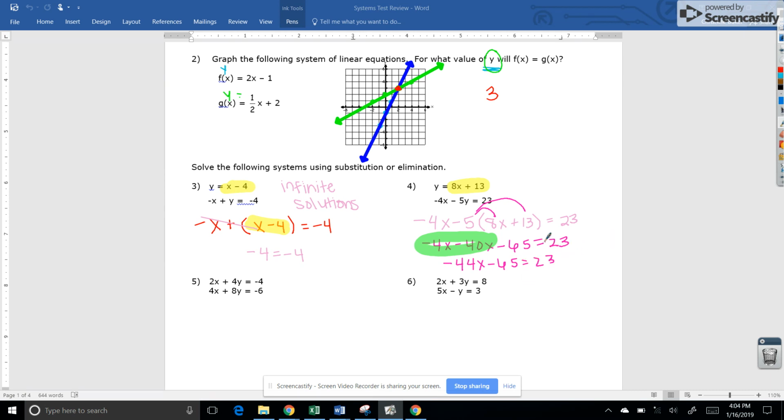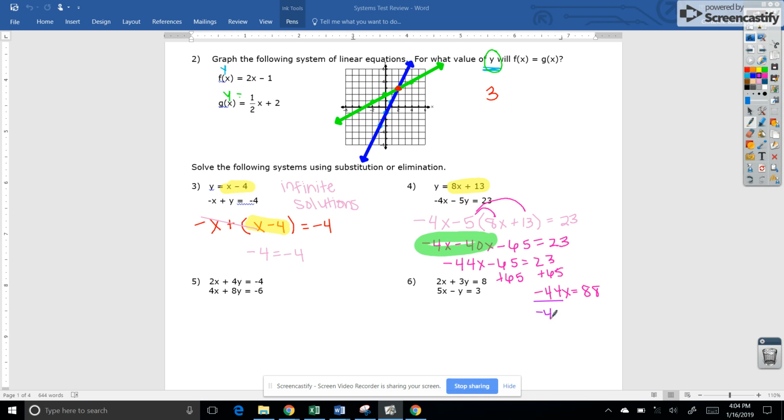I now need inverse operations so I can get my x alone. I'm going to add 65 to both sides. 23 plus 65 is 88. Because negative 44 and x are touching, that means multiply. So my last step is going to be dividing by negative 44, and 88 divided by negative 44 is negative 2. That's my x value.